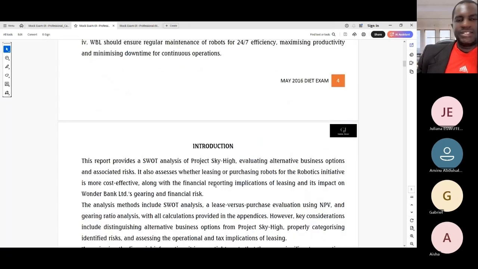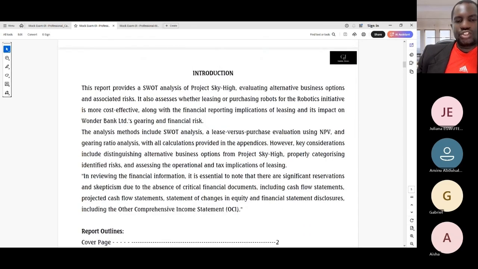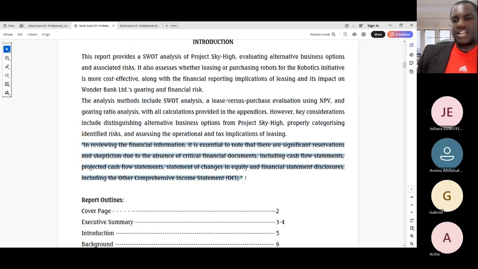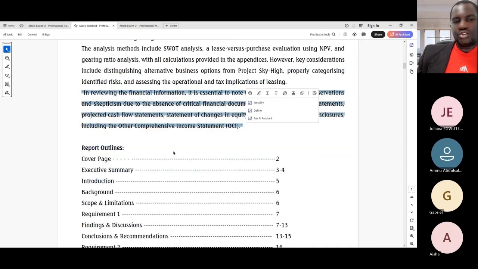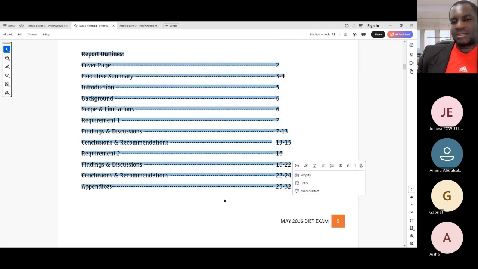That's 20 marks. But the executive summary has to be written after you've done your discussion. So this introduction page is just 2 marks. It's just copy and paste. So you are introducing the same thing you did in the executive summary with the analysis. Then in reviewing information, what are your reservations? Then you just do a report outline. So this is just 2 marks. You just do it to pick 2 marks.